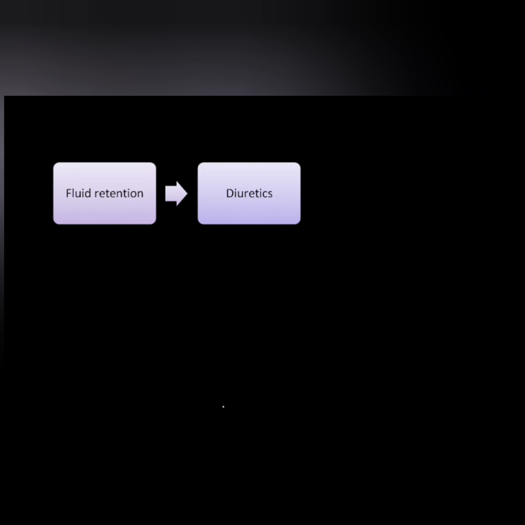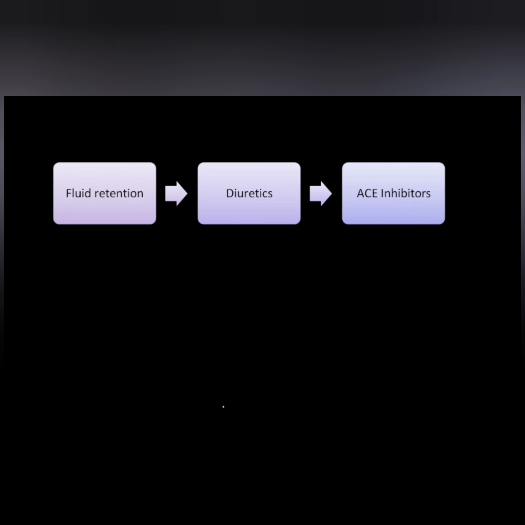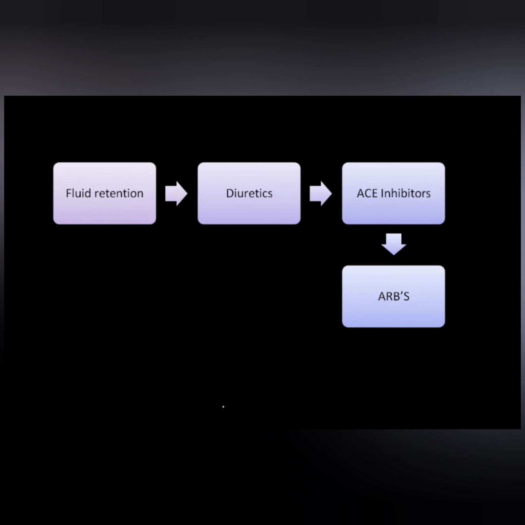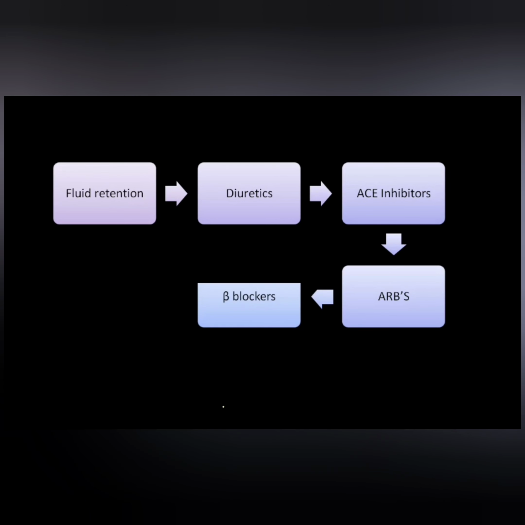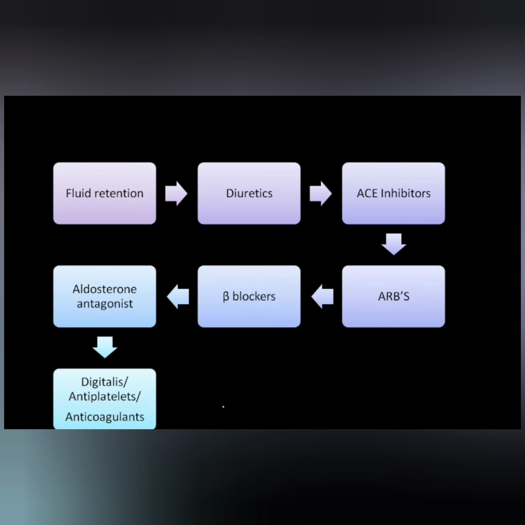When the person has fluid retention, you first correct it by giving diuretics, and after that you start the person on ACE inhibitors. If the person doesn't respond to ACE inhibitors or is uncomfortable, then you switch to angiotensin receptor blockers. Then you can switch over to beta blockers. If the symptoms persist, move on to aldosterone antagonists, and you add other drugs based on symptoms, like digitalis, antiplatelets or anticoagulants. If there is no fluid retention, then you can directly move on to ACE inhibitors. So this is how you start medical management.